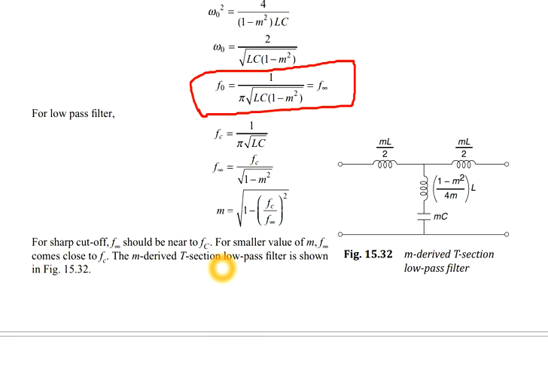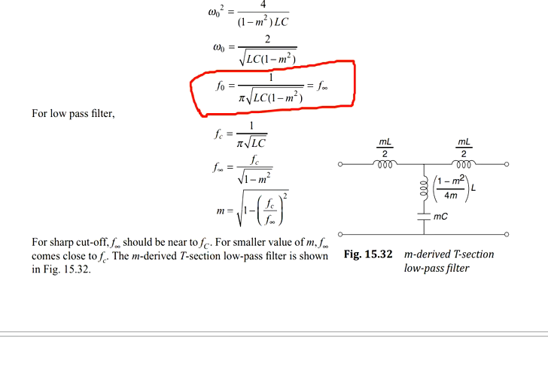But in order to have a sharp cutoff or sharp attenuation, we need f infinity. What is meant by f infinity? The frequency at which infinite attenuation will be there. That means it is sharp. If you see the characteristic, you will understand. So for that purpose, this f infinity should be near to fc.